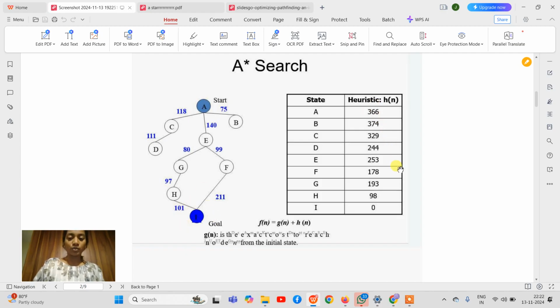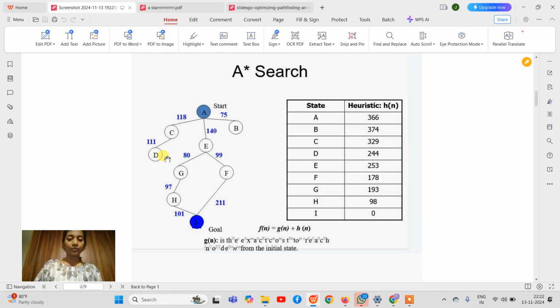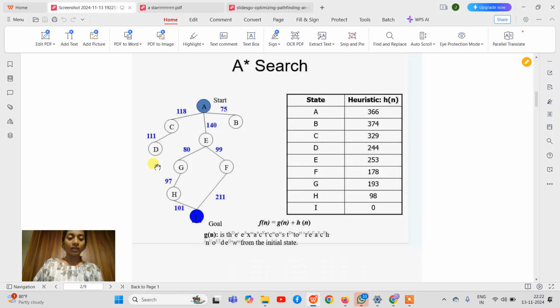These are the heuristic values of each node, and the numbers present between every two nodes are the cost required to travel from the given node to another. Here we'll be using the formula F(n) = G(n) + H(n), where F(n) is the total cost, H(n) is the heuristic value, and G(n) is the cost used to travel between nodes.